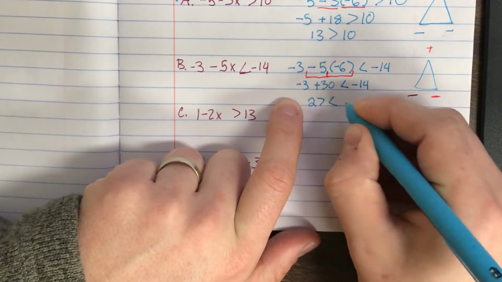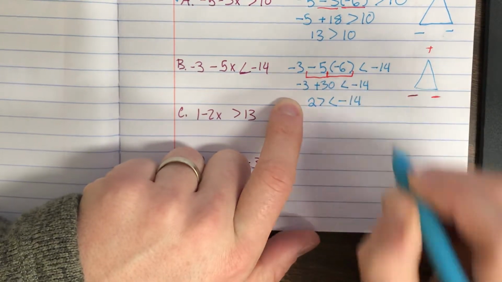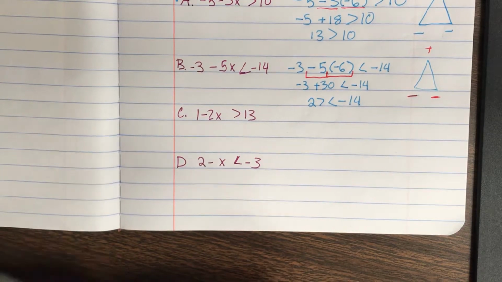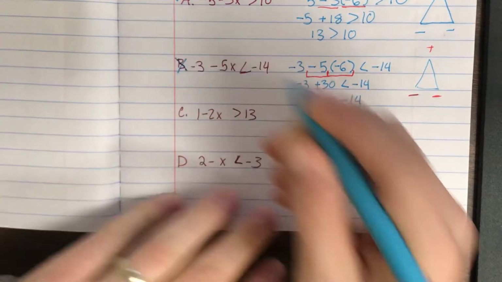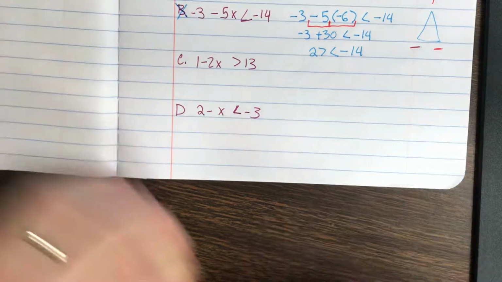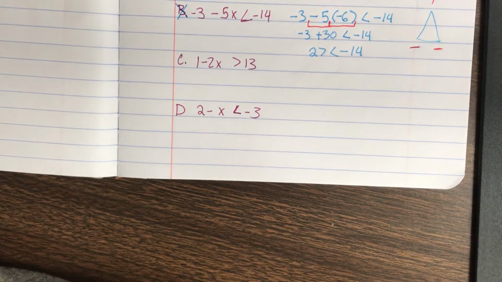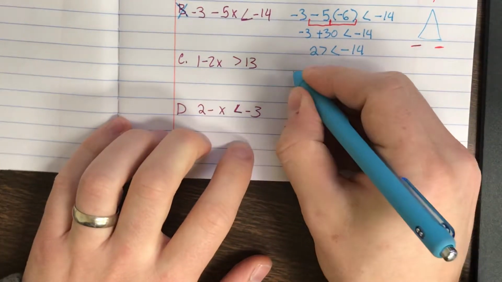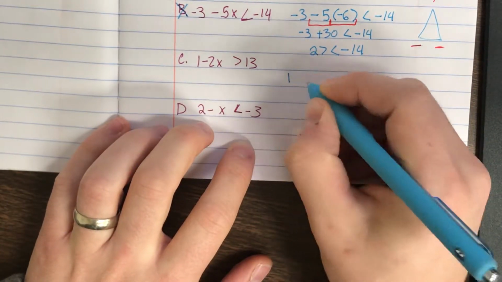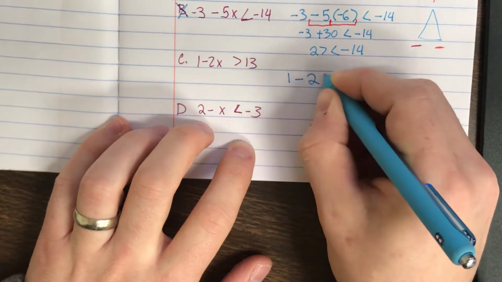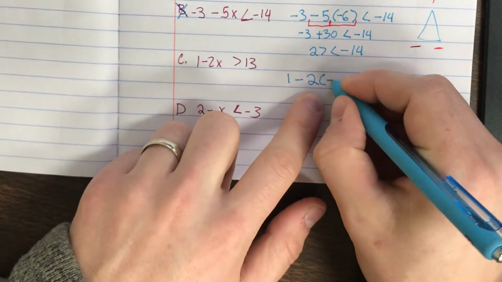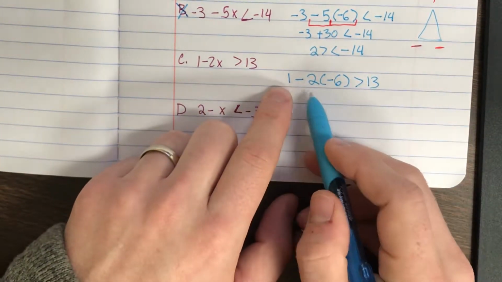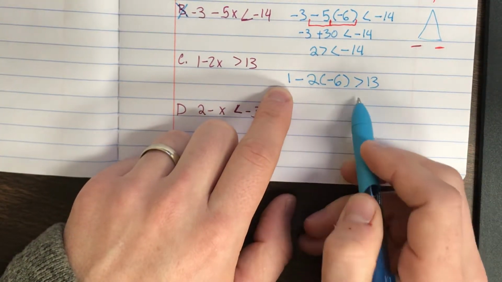Okay, so then is 27 less than -14? No, 27 is way greater than -14. So that one's not going to work for us. And now we've got 1 minus 2x is greater than 13. So again, we're going to rewrite the inequality. 1 minus 2, plug in that -6 where x is, is greater than 13. So now it looks like 1 minus 2 times -6 is greater than 13.